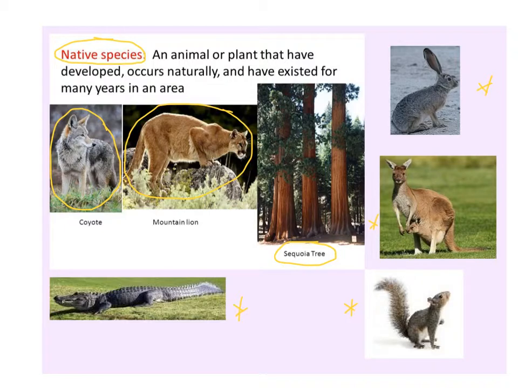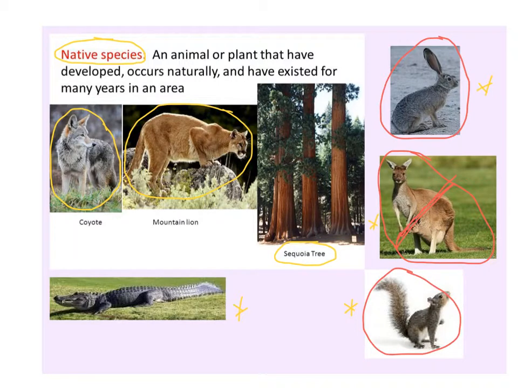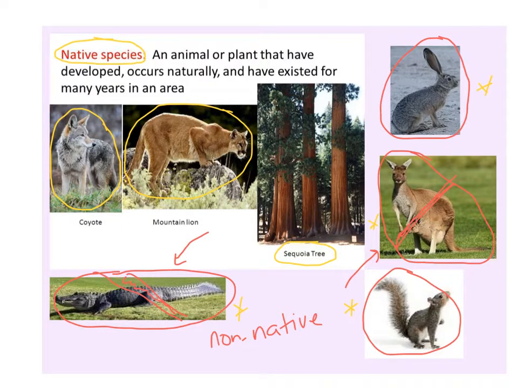All right, hopefully you said Mr. Jackrabbit here, native to California. Mr. Kangaroo, sorry, nope. Kangaroos are not native to California. Squirrels? Yep, squirrels are native to California, you will naturally find them here. Alligators. They're native to the United States, but no, they are not native to California. These guys would be considered non-native. It's like the opposite of native. They're not native, they're non-native because they are not naturally found here.